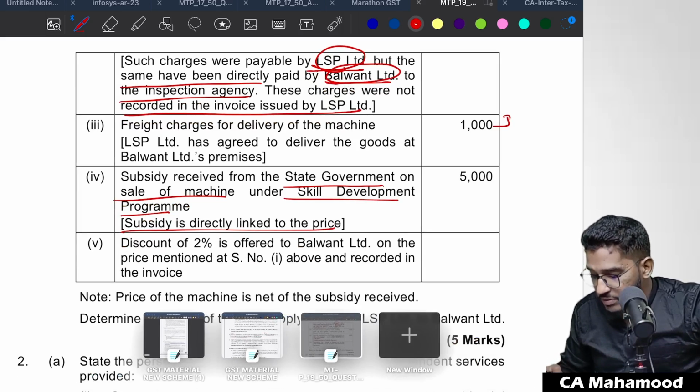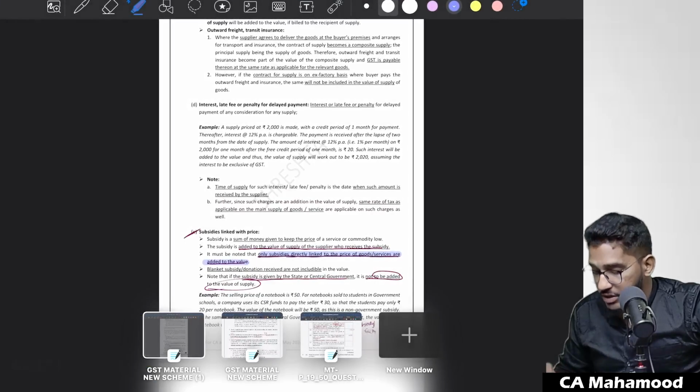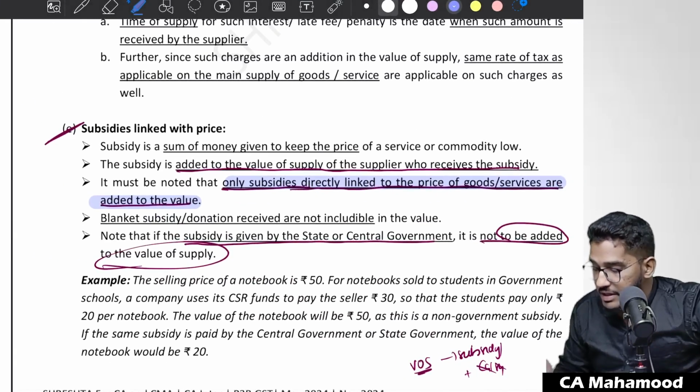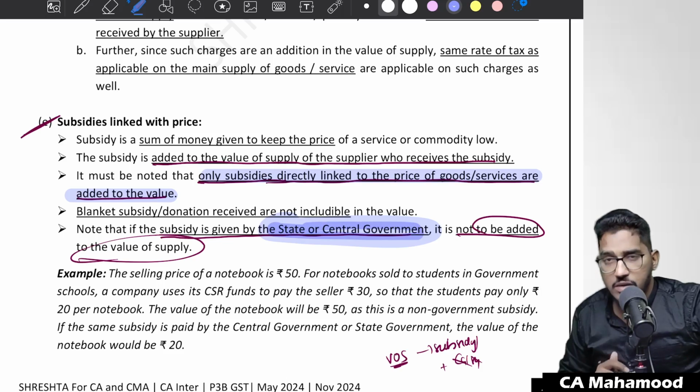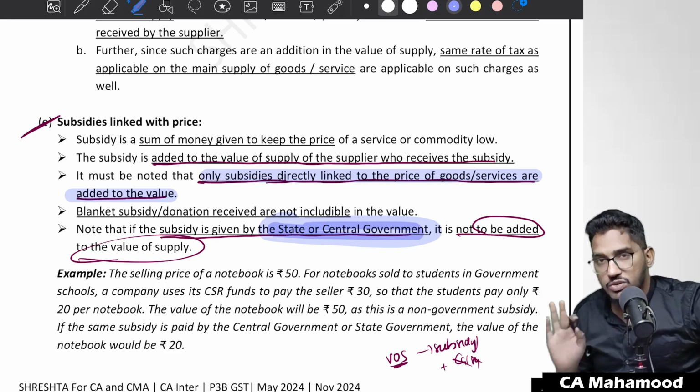Two conditions are required to be fulfilled in order to add that subsidy to the value of the supply. So what they say here is, the subsidy should not have been given by state government or central government. If the subsidy is given by state government or central government, then it will not be added to the value of supply. And also, the subsidy should have been linked to the price.